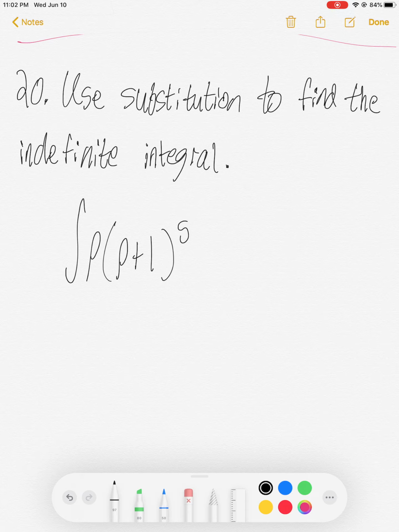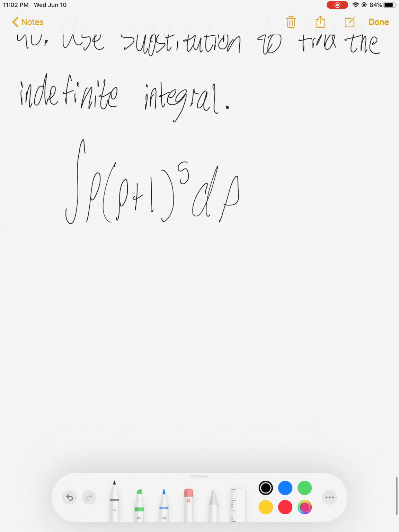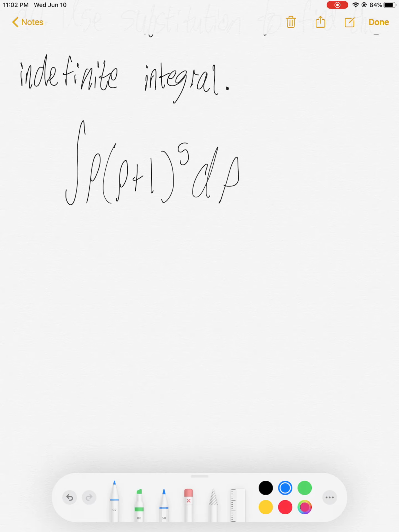To find the indefinite integral, so now we're back where we're not plugging in specific bounds, which means that we're going to want to end our integrals in plus c. Okay, so use substitution to find the indefinite integral. The integral is p times p plus 1 to the 5th dp.